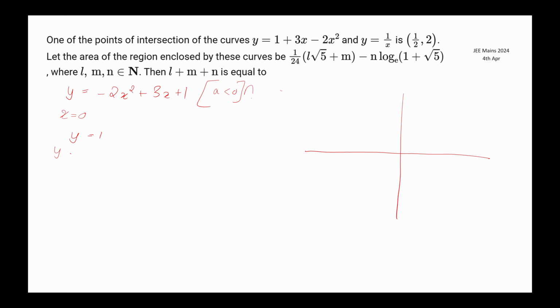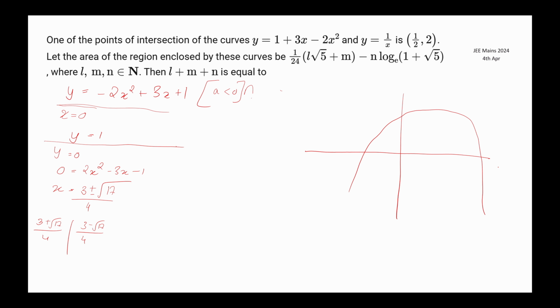And if, let's say, I was to put y equals 0, what am I going to get then? This would become 0 equals 2x square minus 3x minus 1. If I was to solve for x, this would become 3 plus minus root under 9 plus 4 twos are 8, so this makes it 17 upon 2a, which is 4. So I have two values of x, which is 3 plus root 17 by 4, and 3 minus root 17 by 4. So this value is of course negative. That means my curve would somewhat look like this. This would be my curve.